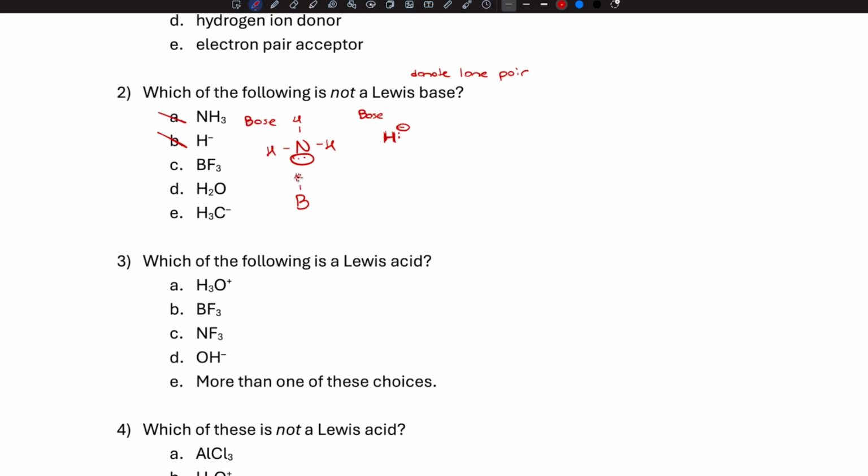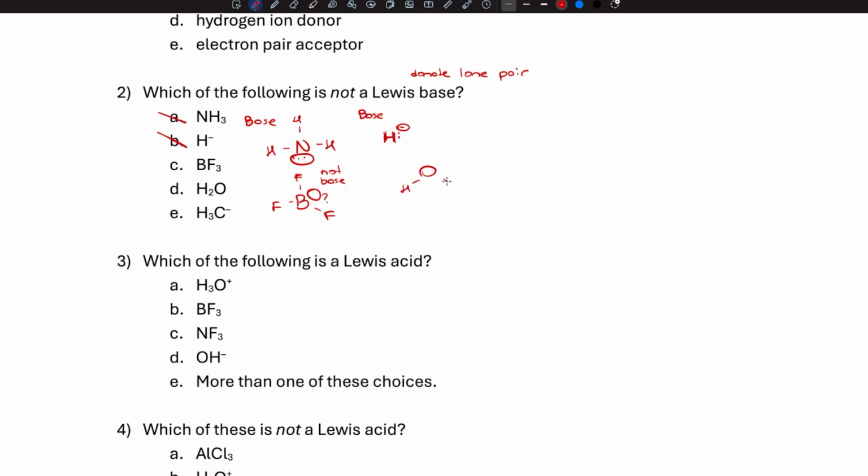BF3: if we were to draw it out, remember I mentioned boron as an element that a lot of questions will ask about to trick you. Remember that boron looks a lot like nitrogen, except that it has no lone pair. It has 3 bonds without a lone pair. Keeping that in the back of your head will remind you that there is no lone pair that we can donate, and so BF3 is not a Lewis base. We'll keep that open and define the rest to make sure that we're understanding everything.